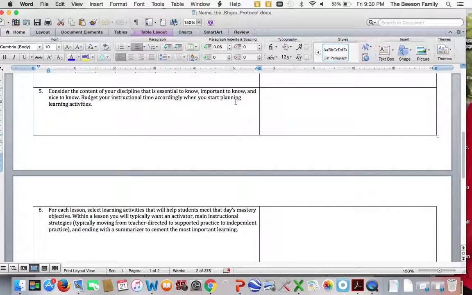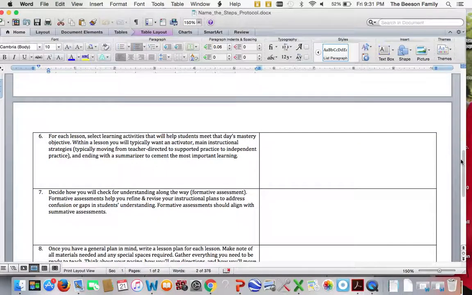What's important for them to know? What's nice for them to know? So out of those two, important to know obviously is going to win out. And then if I have a little more time, I could sprinkle in some of the things that are nice to know, but they don't have to know. Select the activities that will align with the objectives.